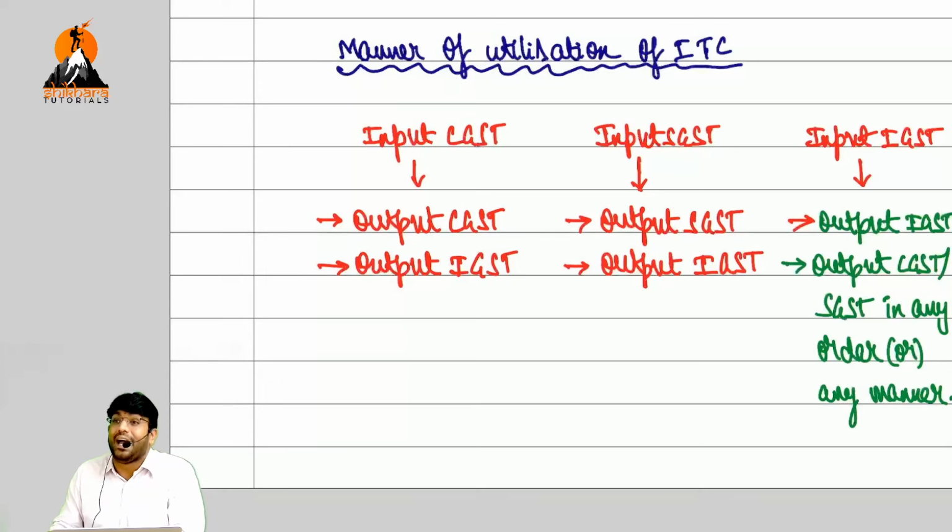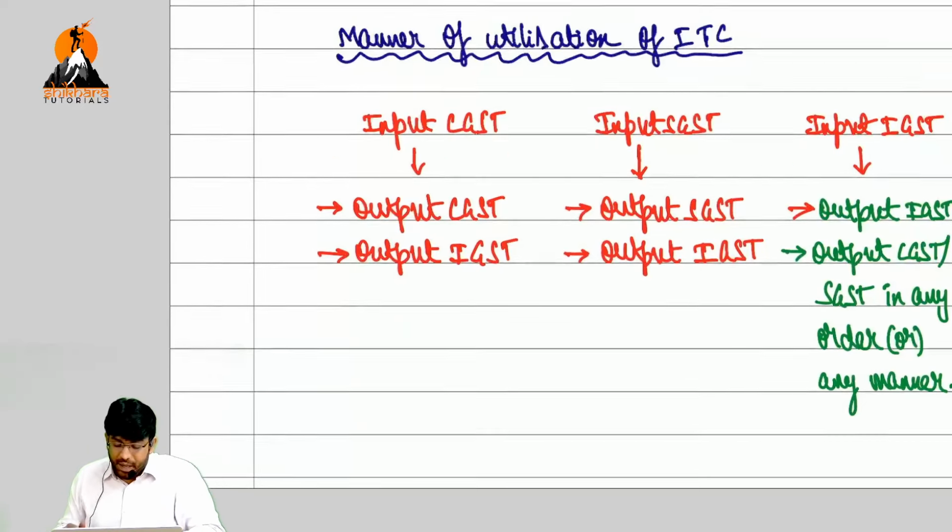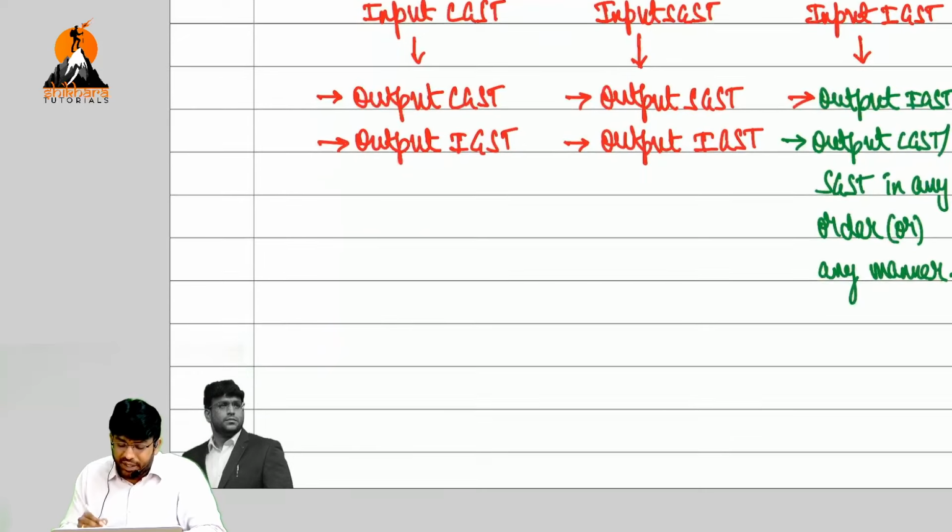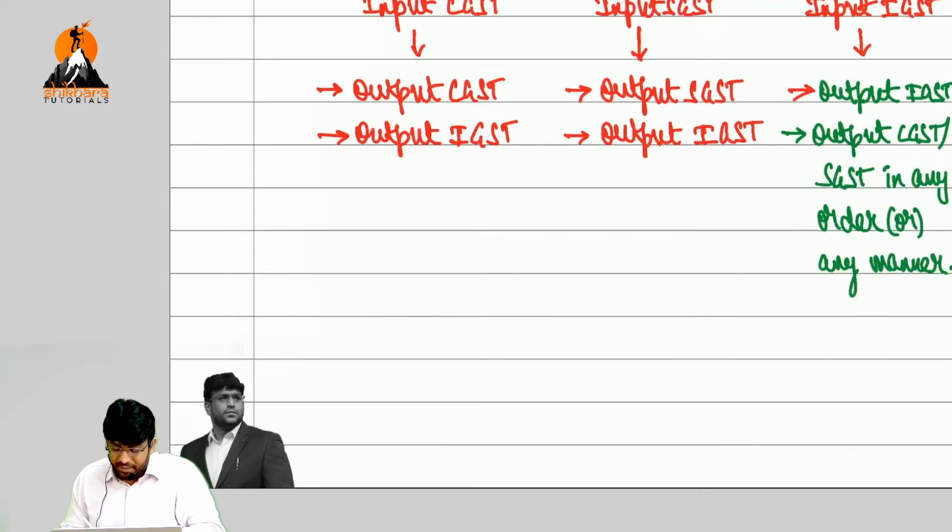Friends, please reply. Come on friends, input IGST, we'll use it first for what? First output IGST, then for what? Output CGST or SGST. In what manner? Any order or any manner. Clear friends? But some special points I will tell. One minute wait. You can write later. I'll give one minute time.